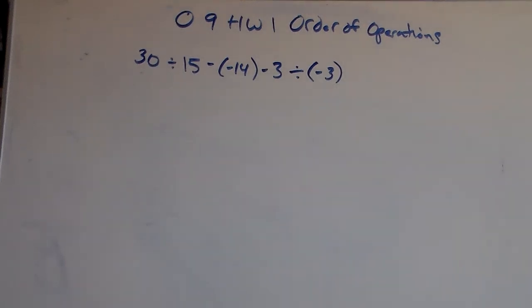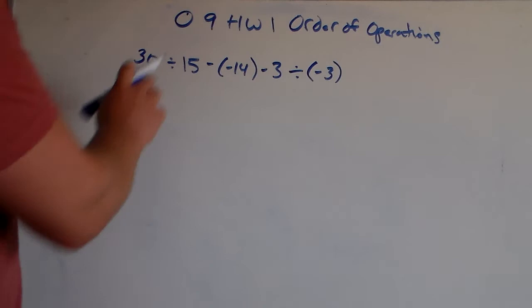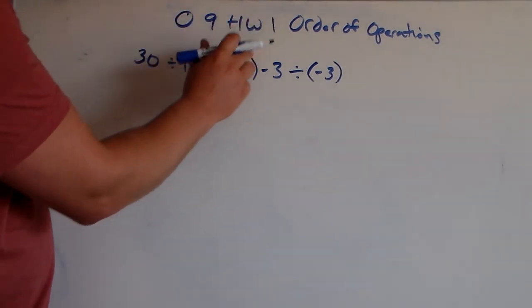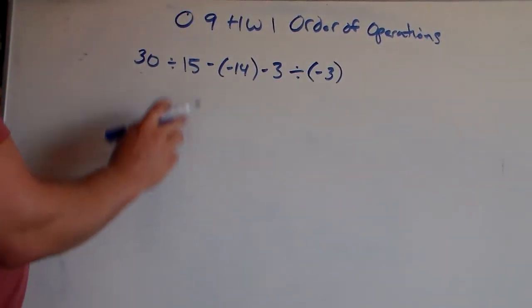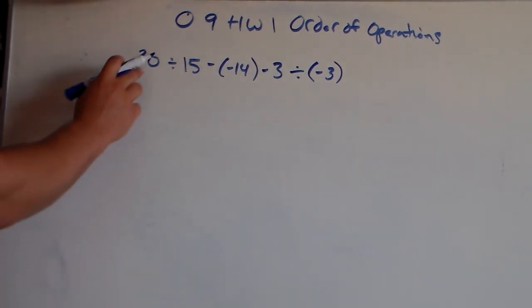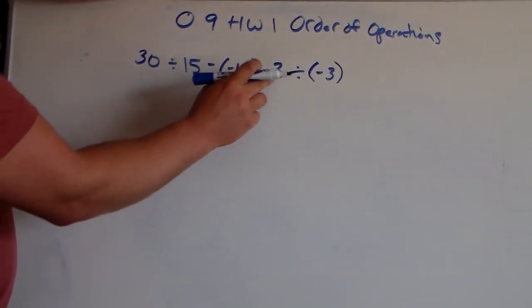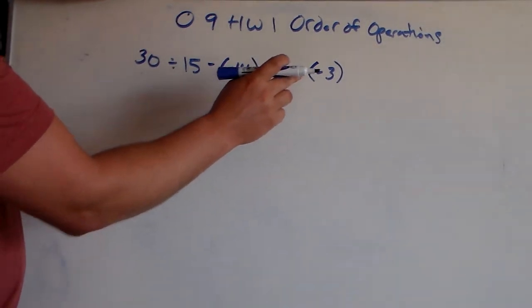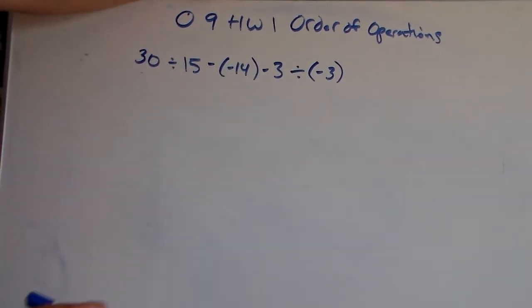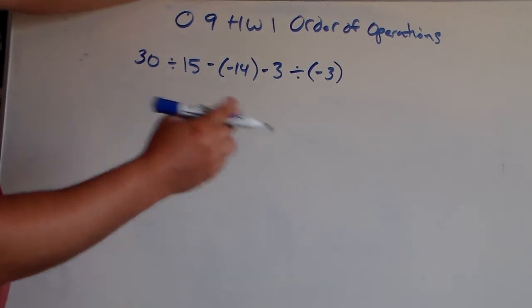Alright, ladies and gentlemen, this is homework 09 HW1, order of operations. This is problem number 1 here. We have 30 divided by 15 minus a negative 14 minus a 3 divided by a negative 3. Now the key thing to remember of order of operations is the order of operations.